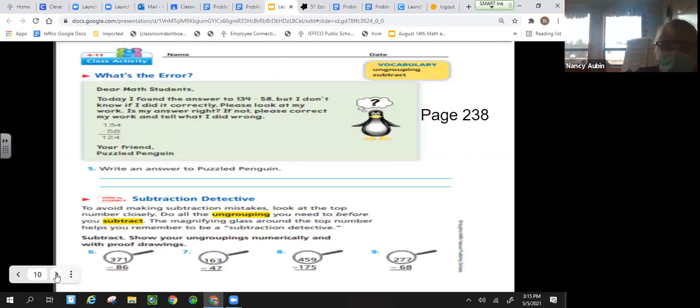All right, so here's what we're gonna do. We're gonna work on page 238 with partners. It is not going to be turned in, so don't take it out of your workbook. Dear math students, today I found the answer to 134 minus 58, but I don't know if I did it correctly. Please look at my work. Is my answer right? If not, please correct my work and tell me what I did wrong. Your friend, Puzzle Penguin. 134 minus 58 is 124. I can already see what he did wrong.